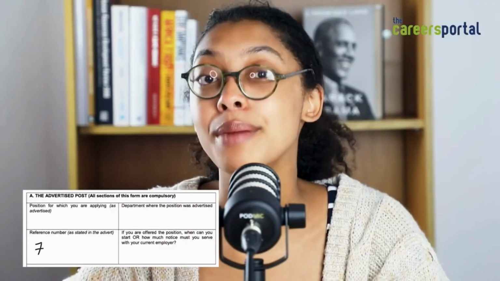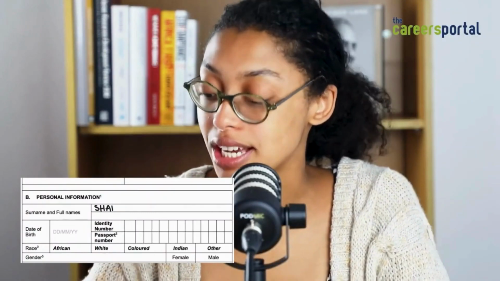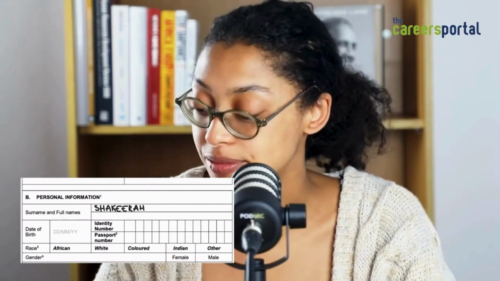Under section A, be sure to fill in your correct reference number. This can be found on the job advert. If you're available immediately, you should then put immediately in block letters. Under section B, fill in your surname and full name. Then fill in your date of birth.